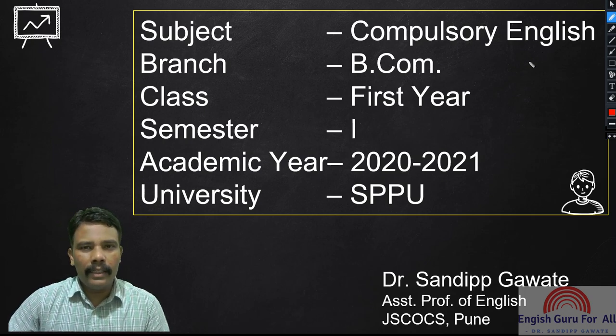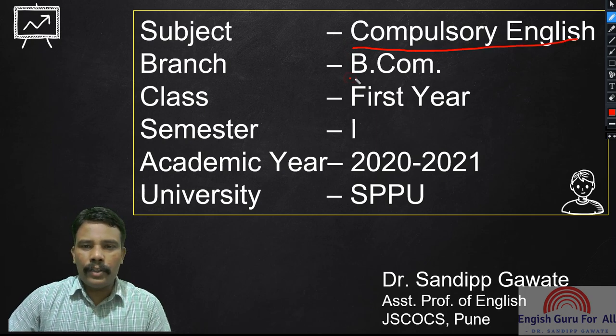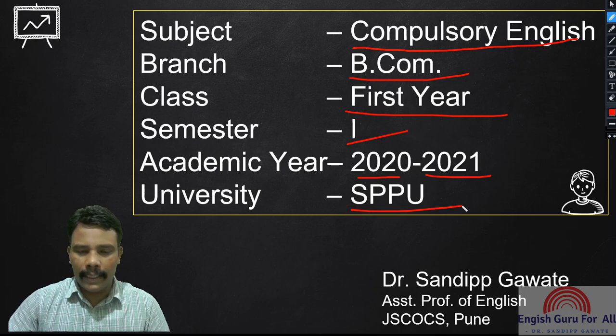Dear students, in this video lesson, I am going to discuss the curriculum of the subject Compulsory English. This is of the branch BCom, and the class is first year and semester, or you can say term also, that is the fourth semester. This is for academic year 2020-2021 and the university is SPPU, that is Savitribai Phule Pune University.